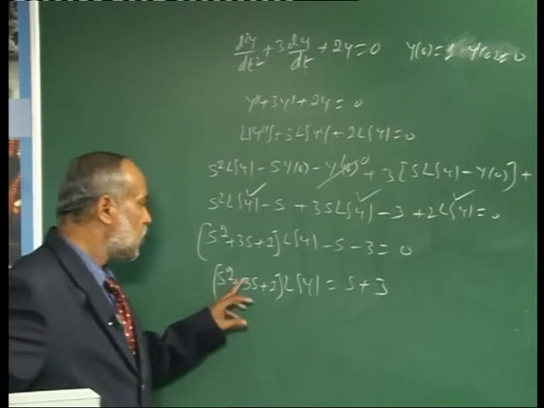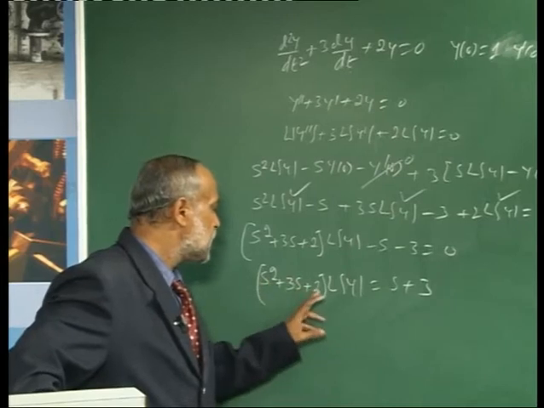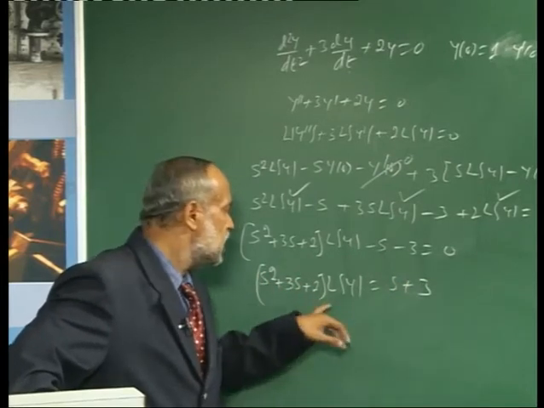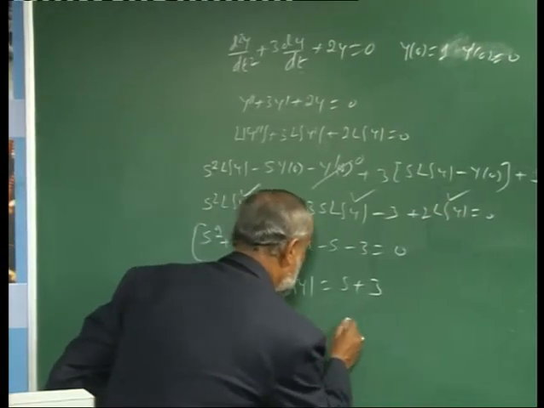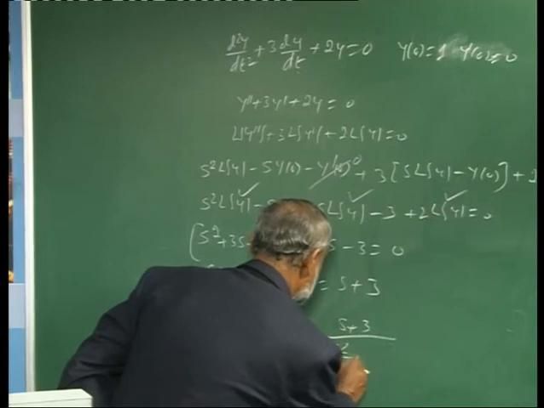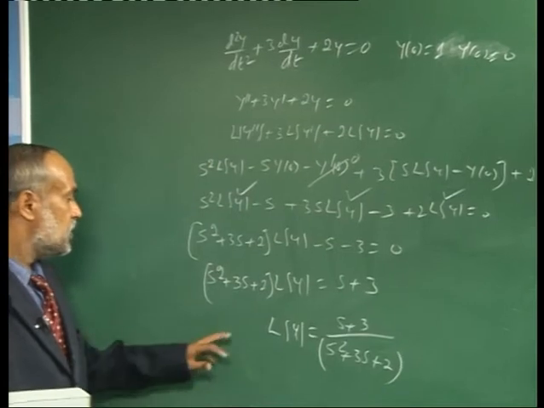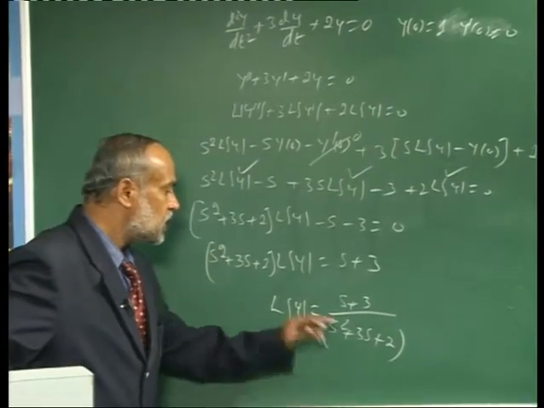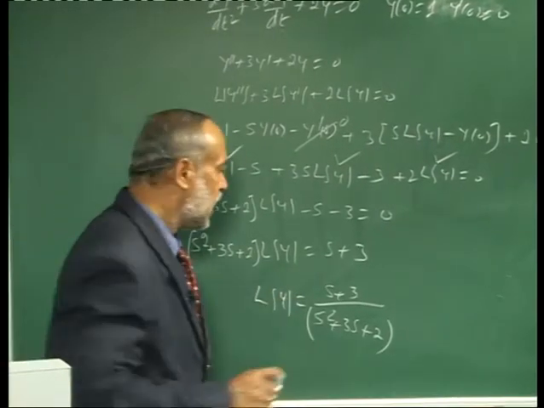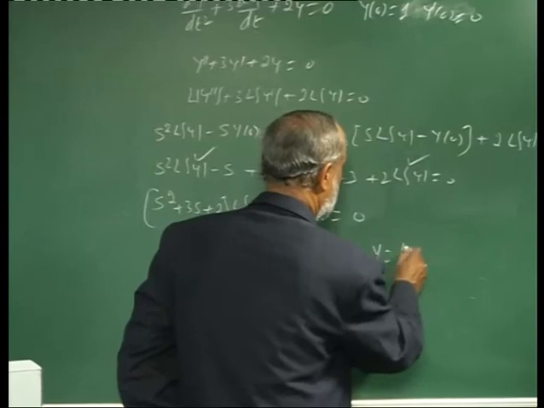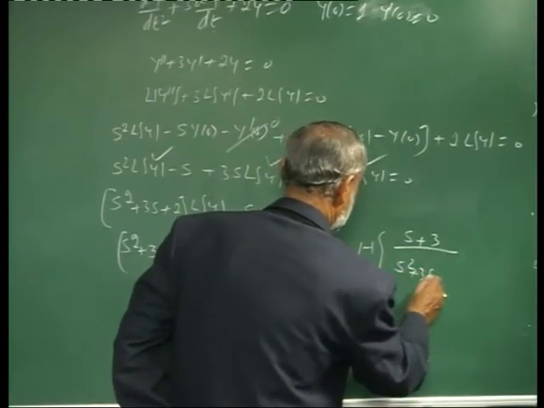After writing s squared plus 3s plus 2 into L of y is equal to s plus 3, then s squared plus 3s plus 2 you can transfer to the RHS. Then L of y equals s plus 3 divided by s squared plus 3s plus 2. y can be kept as it is, L you can transfer, so y is equal to L inverse of s plus 3 divided by s squared plus 3s plus 2.